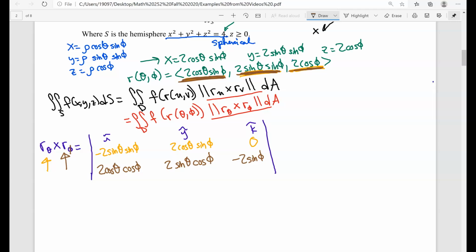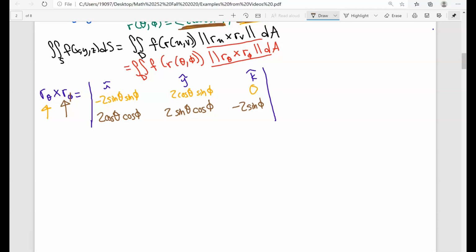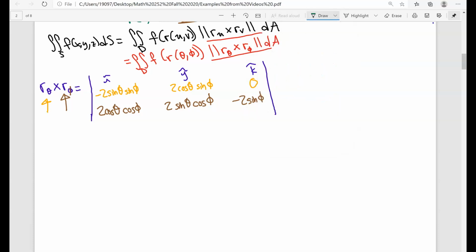Okay, and now what we want to do is take the cross product. This is going to be a lot of crazy stuff. Let me put it in a different color. So this is going to be equal to the i component, and I'm going to take the cross product. So that's going to be 2 cosine theta sine phi, 0, 2 sine theta cosine phi, then negative 2 sine phi. That's the i components.